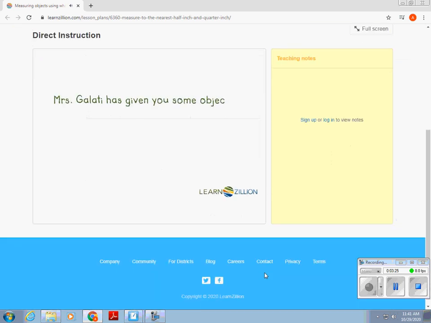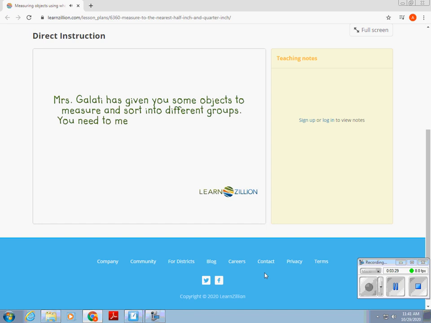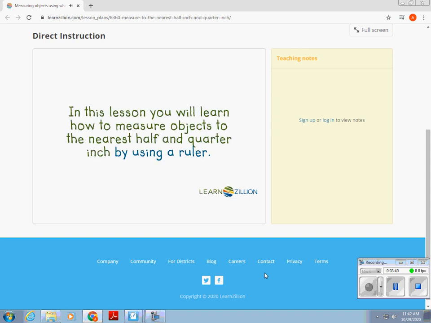Mrs. Bellotti has given you some objects to measure and sort into different groups. You need to measure these objects to the nearest quarter inch. A quarter inch? What does that mean? In this lesson, you will learn how to measure objects to the nearest half and quarter inch by using a ruler.